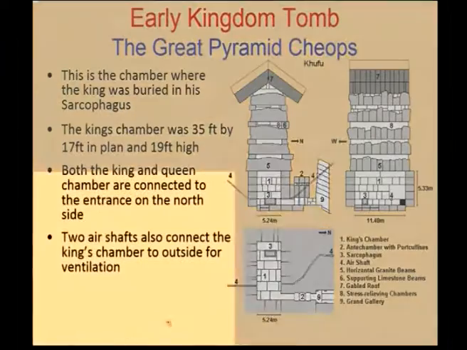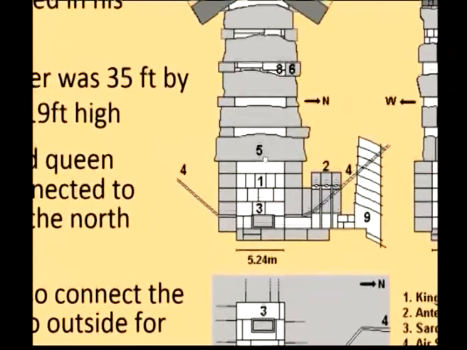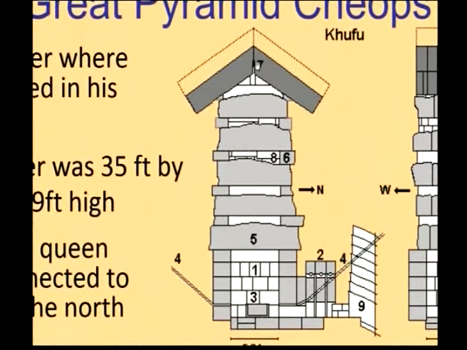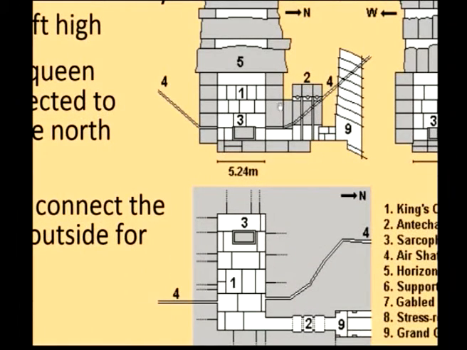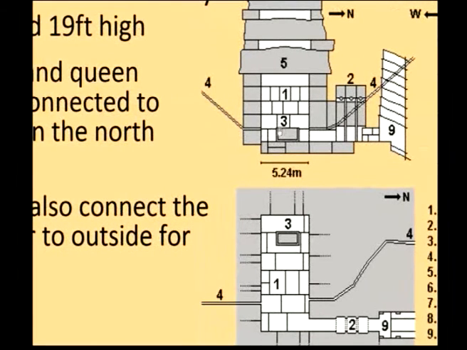As you could see, the king's chamber consists of a gabled roof and stone lintels, and it's connected through the ascending corridor through the grand gallery, and this is where the king is placed.